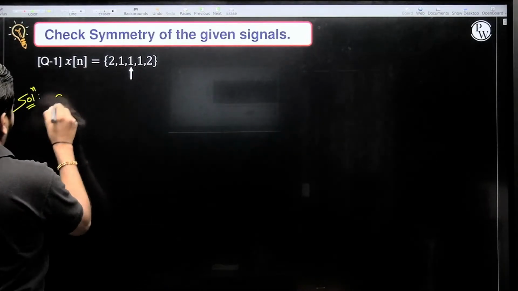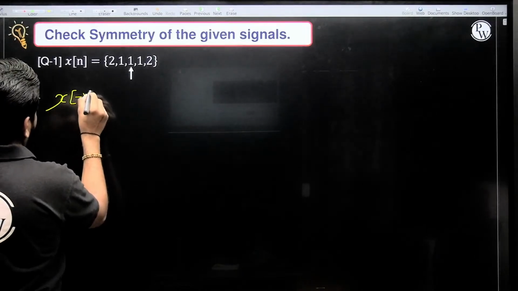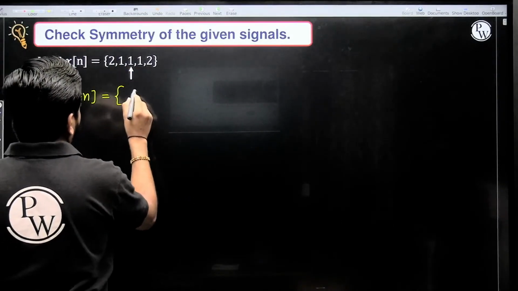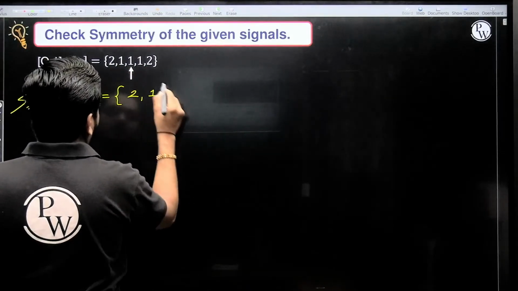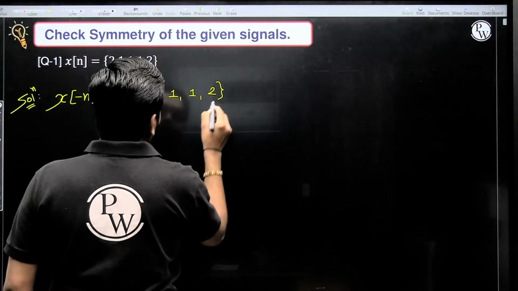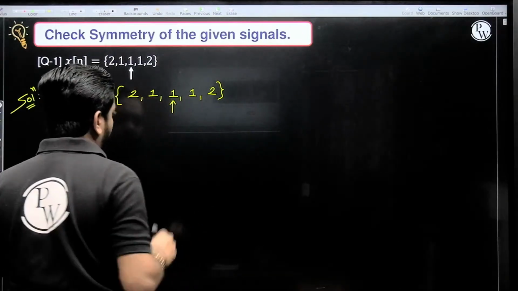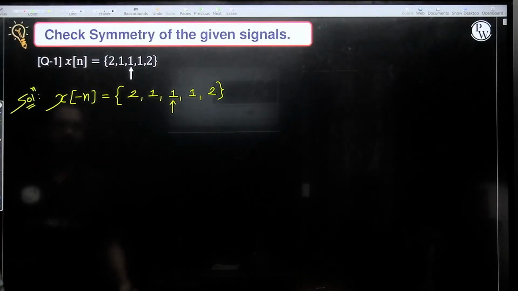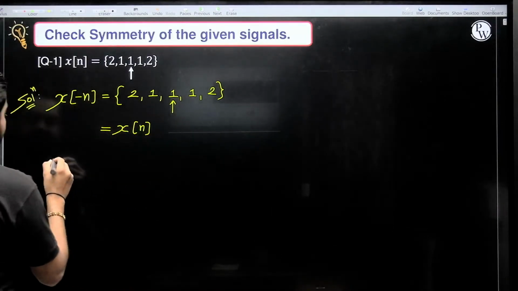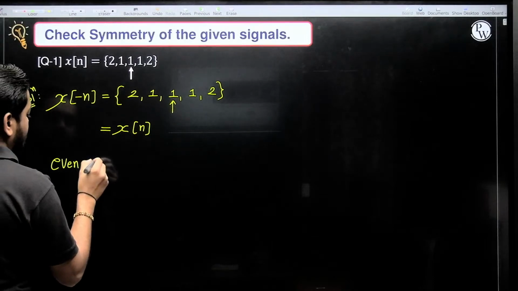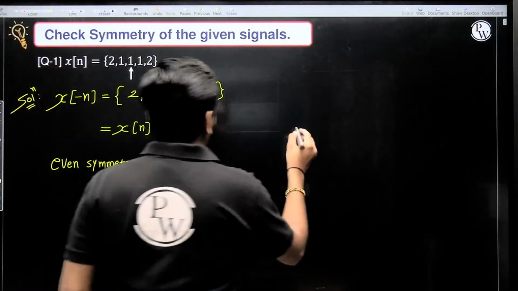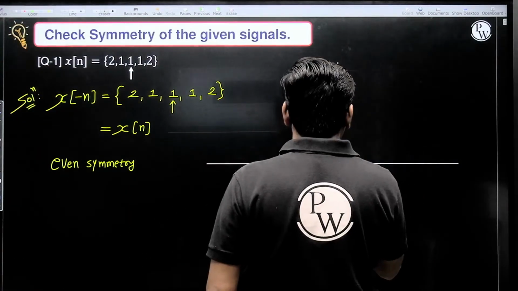First, folding with respect to the y axis, n becomes minus n, which means starting from last to first. So here 2, the next is 1, then again 1, again 1, then 2. There is no change in the position of the origin. As you can see, x of minus n becomes x of n. That's why the given signal has even symmetry. Graphically, if you want to see the even symmetry, it looks like this.